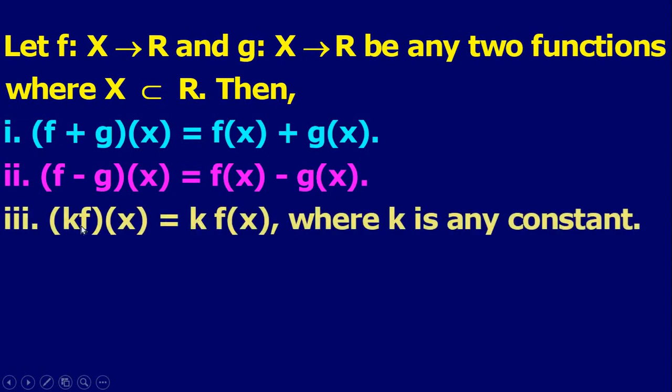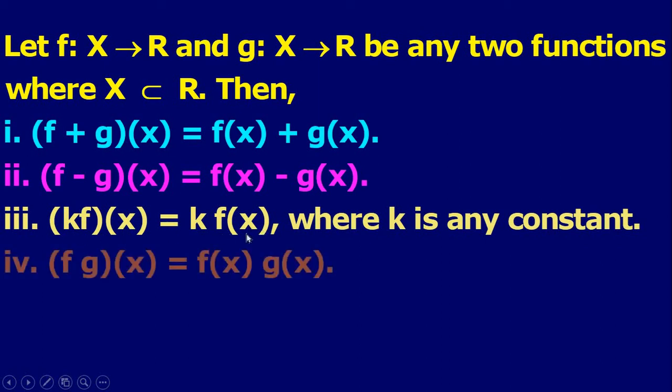Next, if k is any constant, then (kf)(x) can be written as k into f(x), where k is any constant. Here we can take the constant outside. Next, (f into g)(x) can be written as f(x) into g(x). That is, the product (fg)(x) is f(x) into g(x).